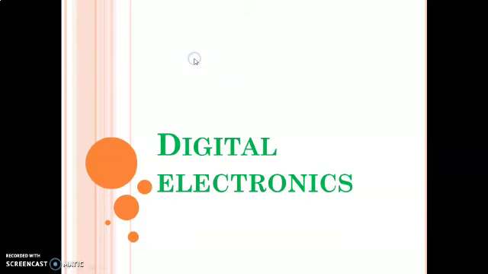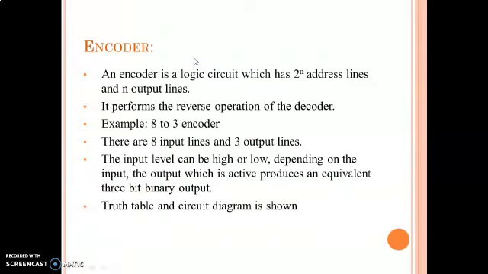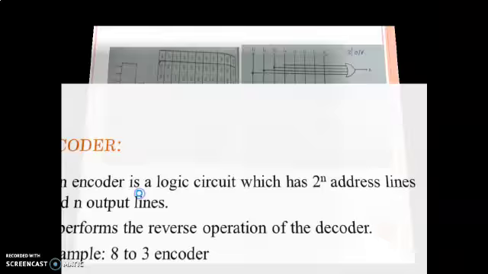First topic is an encoder. An encoder is a logic circuit which has 2 power n address lines and n output lines, which performs the reverse operation of the decoder. Here we are going to see an example of 8 to 3 encoder, which has 8 input lines and 3 output lines. Any one of the input lines will be high. Based on that, you will be getting the corresponding binary equivalent output.